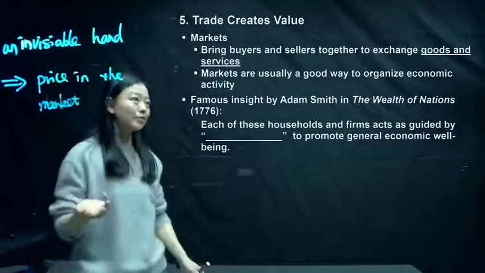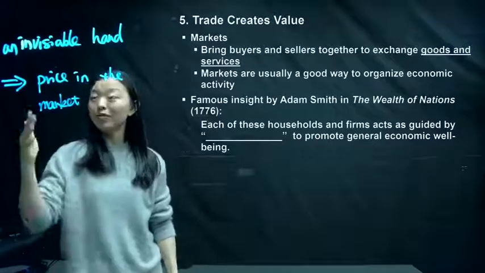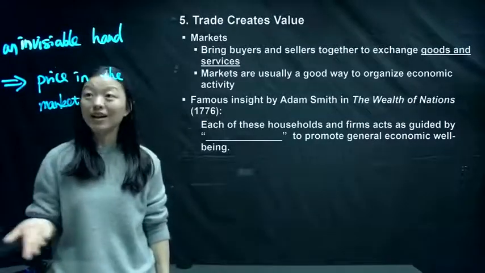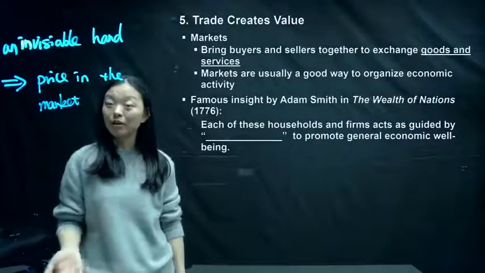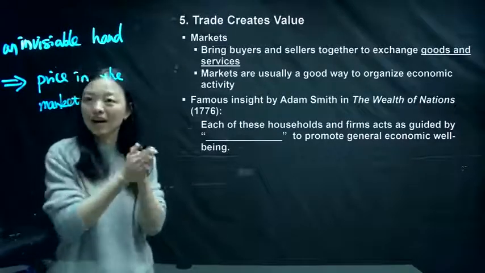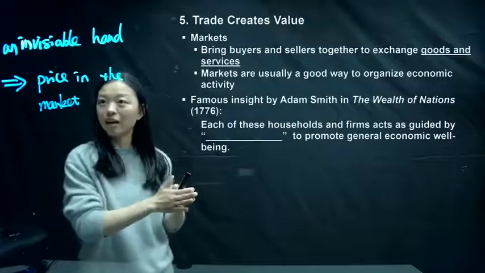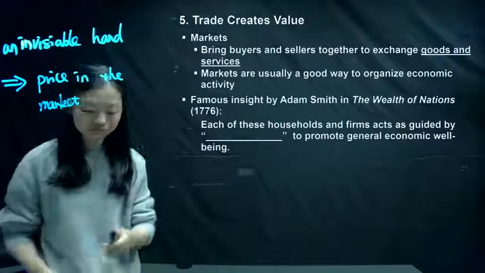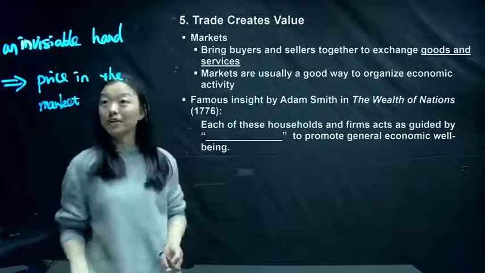When the price is higher, we buy fewer products, right? When the price is lower, people buy more products. So we can see the price as kind of an invisible hand to guide the economic activities. And this also happens in trade.